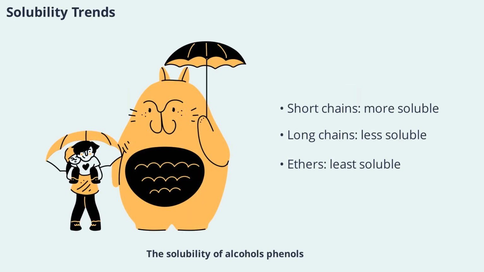Solubility of alcohols, phenols, and ethers in water decreases as the length of the carbon chain increases. Short-chain alcohols and phenols are highly soluble, while longer chains reduce solubility. Ethers are generally less soluble than alcohols and phenols. Understanding these trends helps in predicting the behavior of these compounds in different environments.